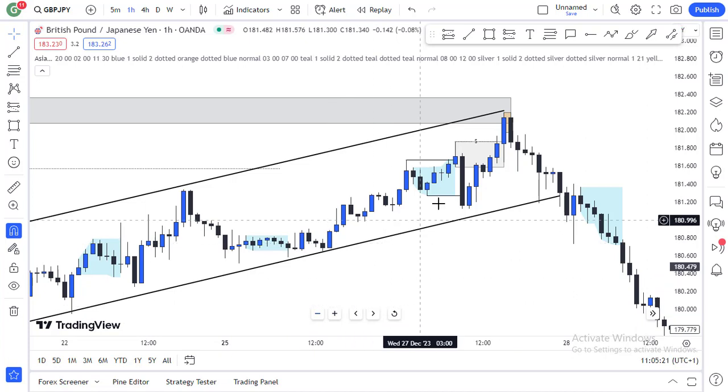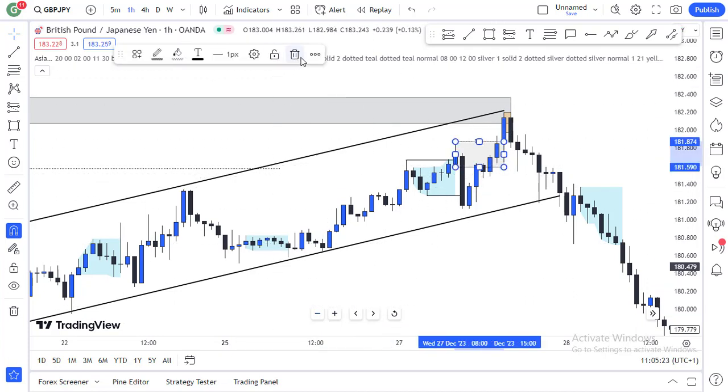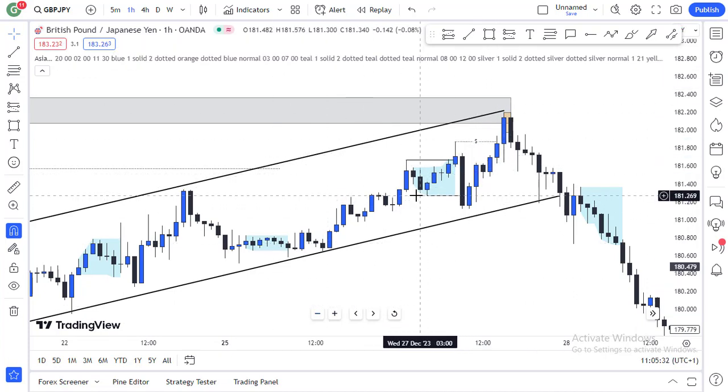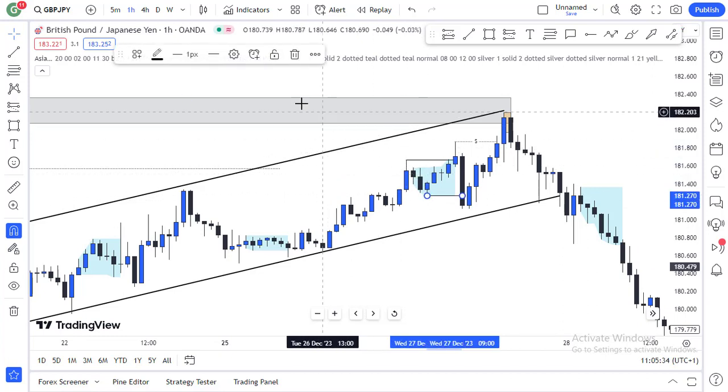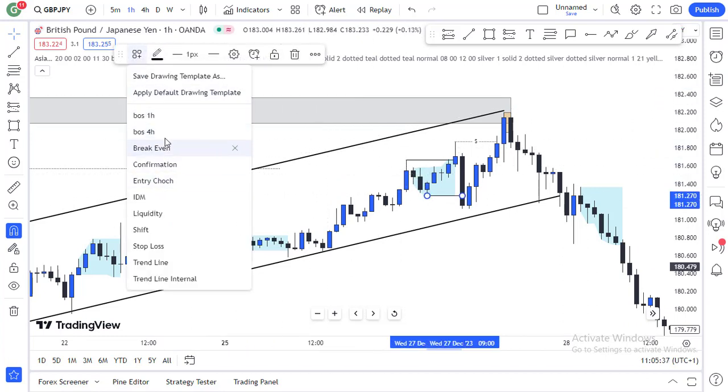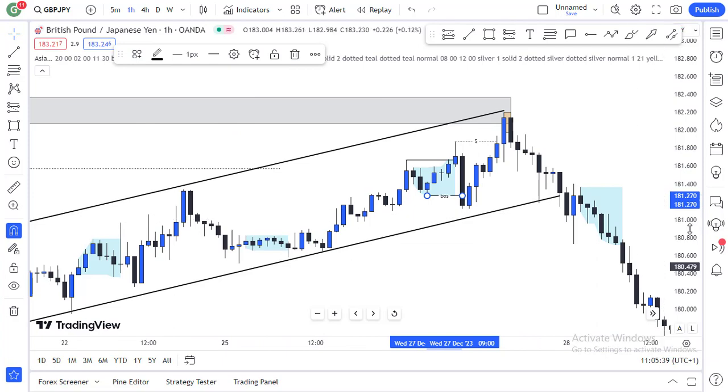So the moment price swept this liquidity to the upside, what are we waiting for? We're waiting for entries on the 5-minute time frame. At this point, we can also see something else the price did. Price also swept the Asian high to the upside.